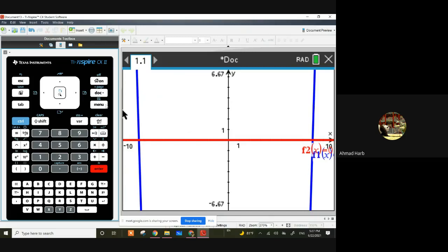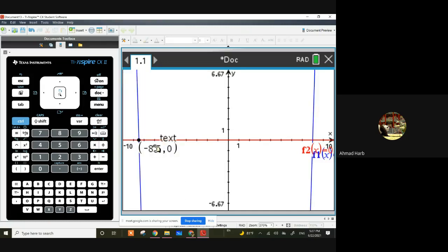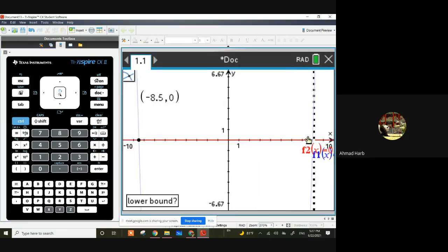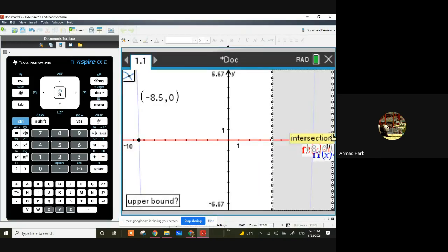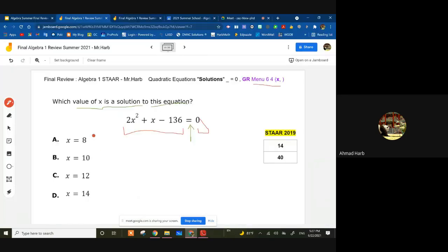And now we do menu 64 to find the intersection. So you click whenever you want, and then go to this one. So the answer is negative 8.5. And there's another one, so we have to do again menu 64 and find the next intersection. So these are the answers, negative 8.5 and 8. So whichever answer choice has one of these will be the answer. So as you can see, x is 8 would be the answer. Okay?